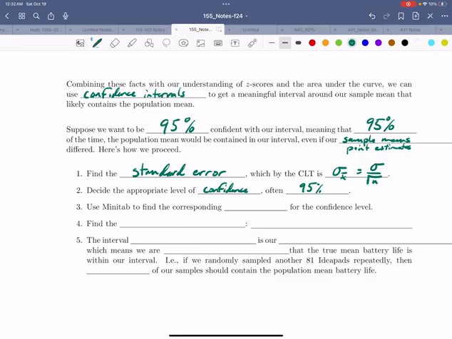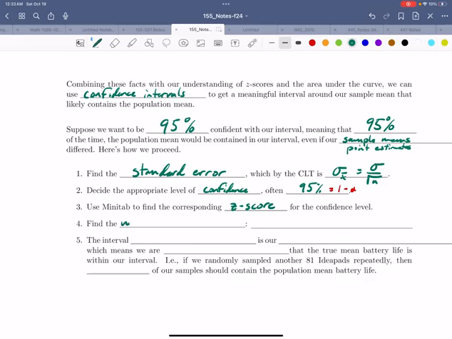Now, you're also going to see a variable alpha pop up sometime. Just going to put this in red. You can feel free to ignore this, but if you want, you can look at the book and see what I mean by 1 minus alpha. If Greek letters scare you, just ignore it for now. Okay? So use Minitab to find the corresponding z-score for the confidence level.